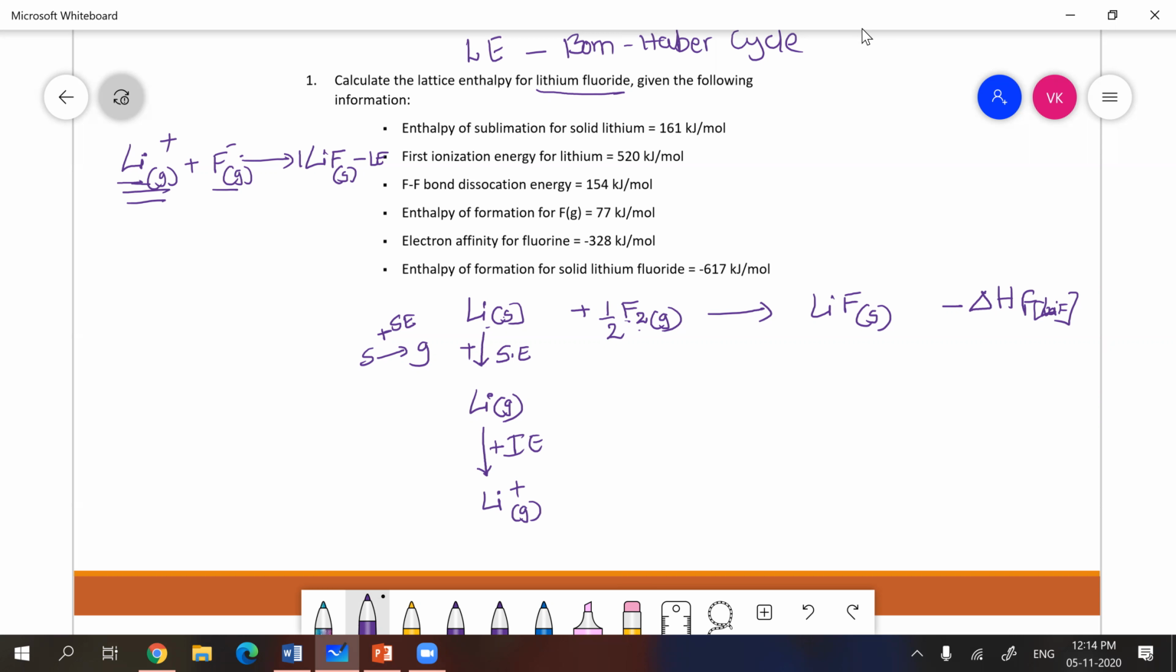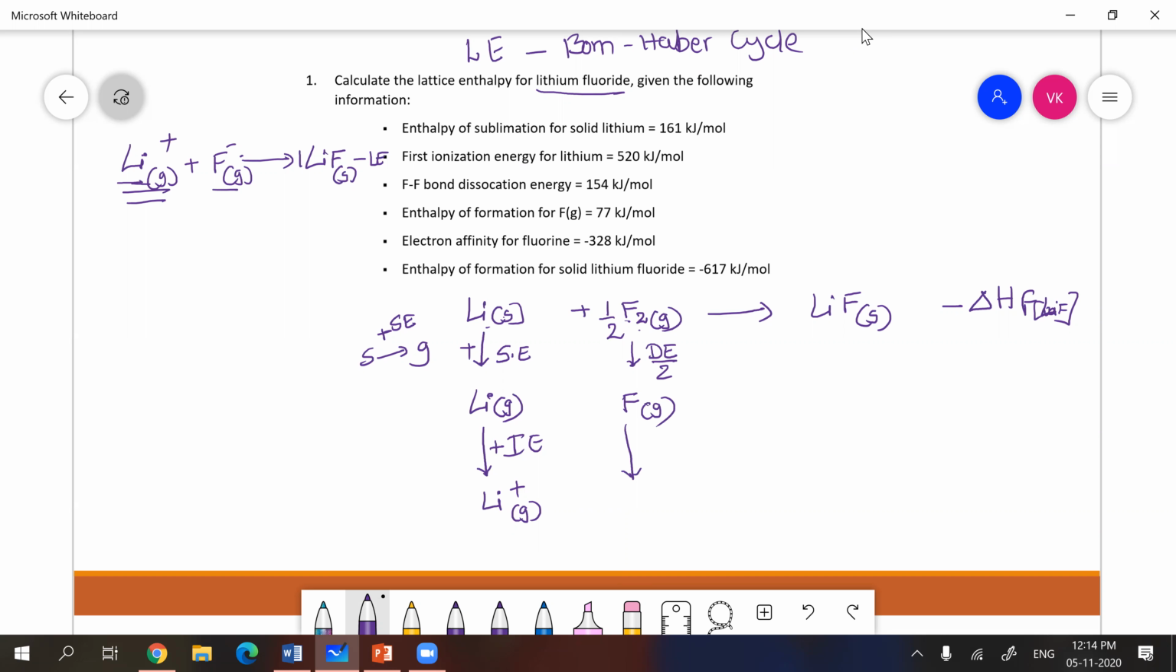Okay, now let's go to this element. It is in molecular form, and we want to convert it into atomic form. So what do you have to do? You have to break the bond here. The energy required to break a bond is called dissociation energy. How much are we taking? We are not taking 1 mole, we are taking half mole. So take dissociation energy divided by 2. That gives fluorine atom in gaseous state.